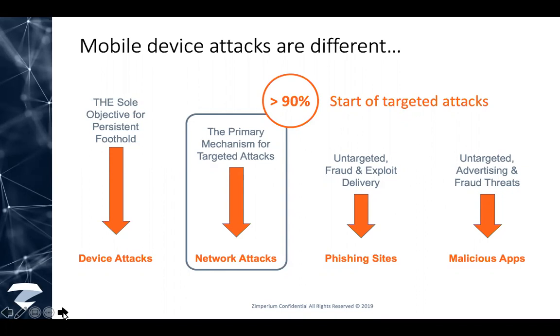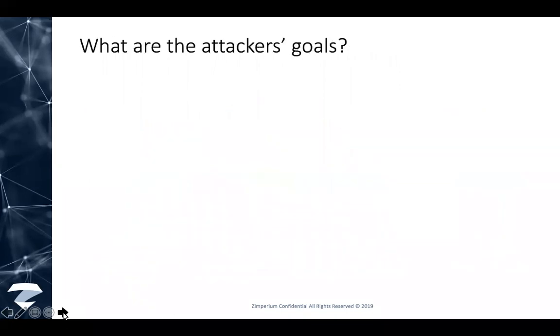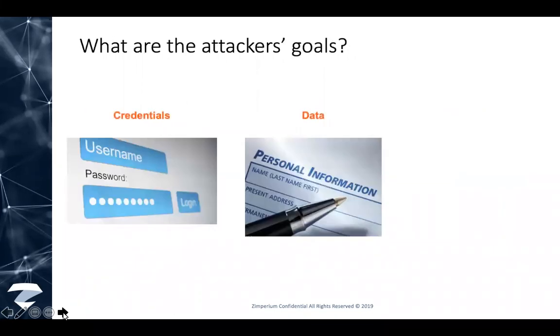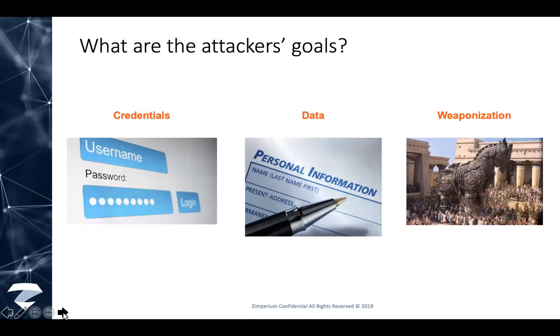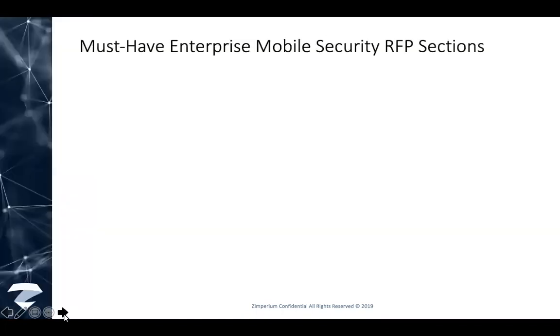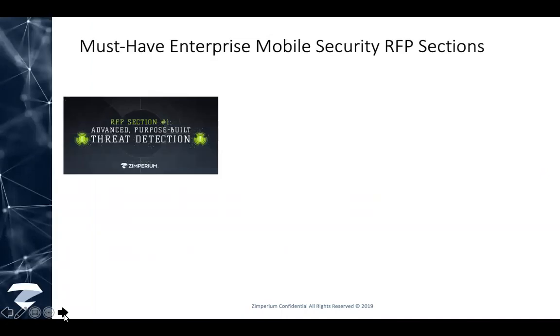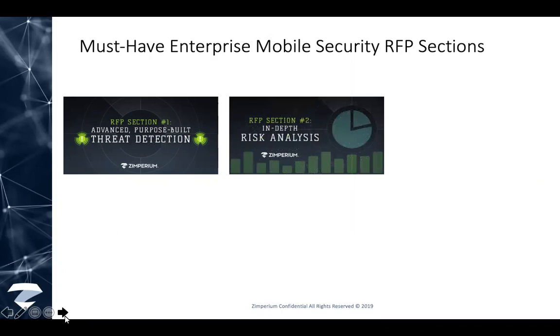So those are the types of attacks. Again, go back and check that webinar out if you'd like a little bit more detail. The goals, pretty obvious: credentials, data, weaponization, especially from the standpoint of being persistent again. So with that, we have these 5 sections that need to be in every enterprise RFP. Threat detection, we talked about a couple weeks ago. Risk analysis. Threats are you're actively being attacked. Risks are you've exposed yourself to the greater likelihood of being attacked, or an attack being able to occur easier once you are attacked.